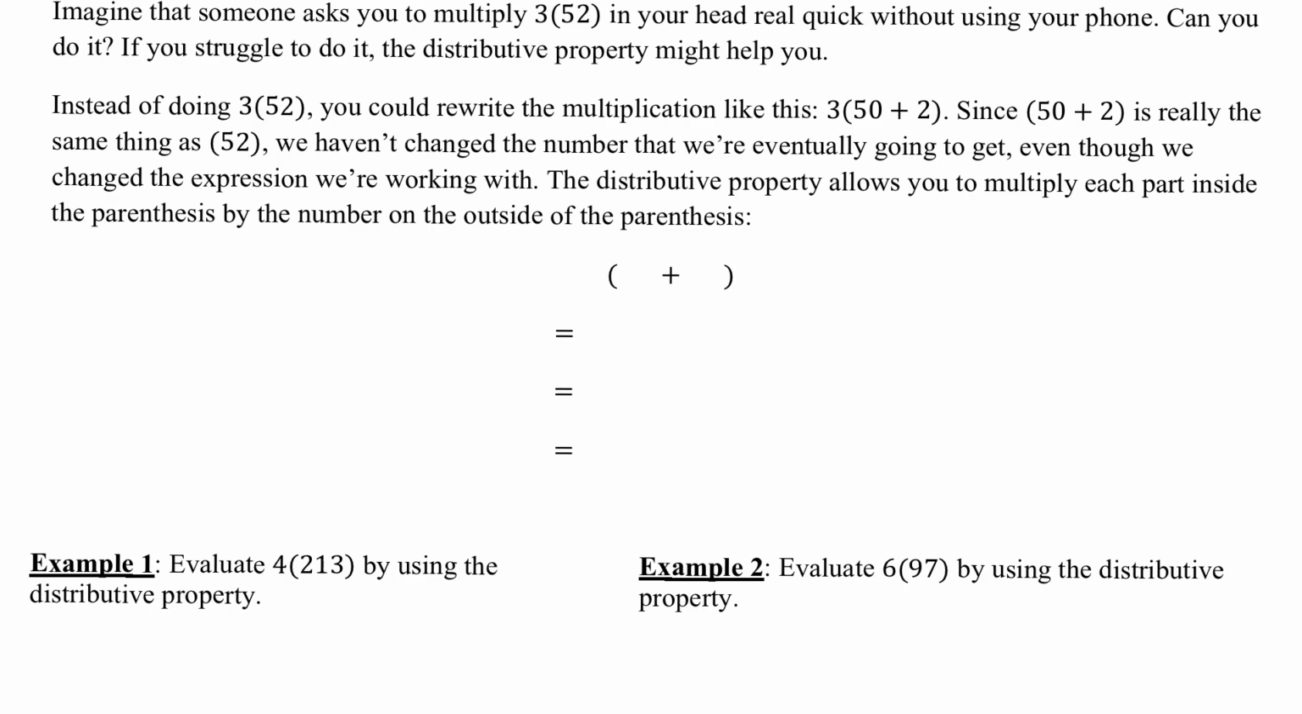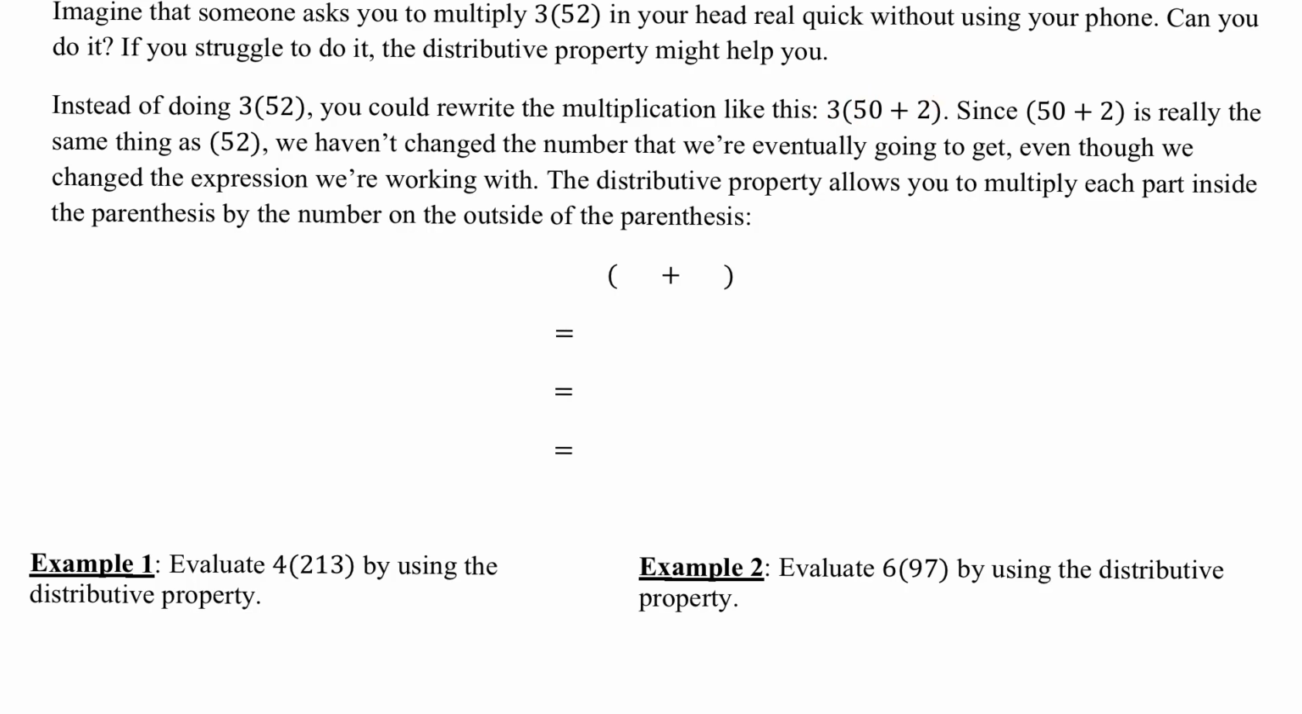So what we're going to do here is, instead of doing 3 times 52, you could rewrite the multiplication like this. You could say, hey, 3 times 52 is really 3 times, and then inside the parentheses, 50 plus 2. Since 50 plus 2 is really the same thing as 52, we haven't changed the number that we're eventually going to get, even though we changed the expression we're working with, right? So this looks a little different from this, but they're the same number.